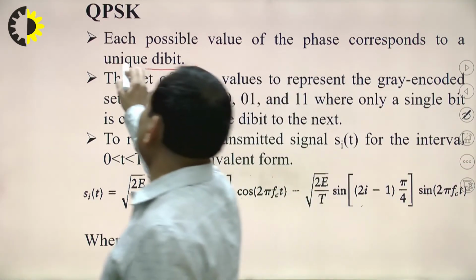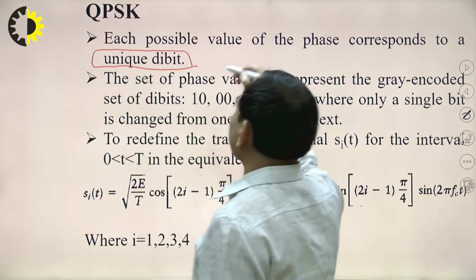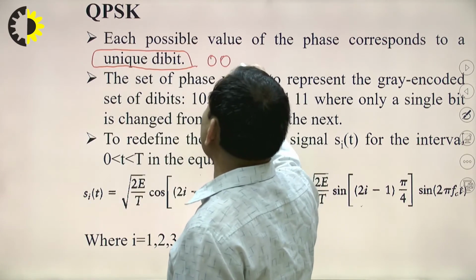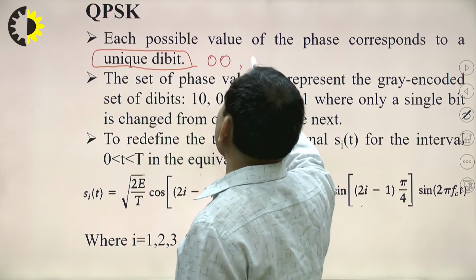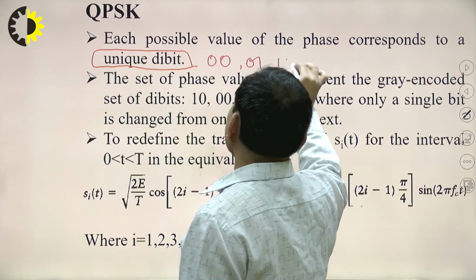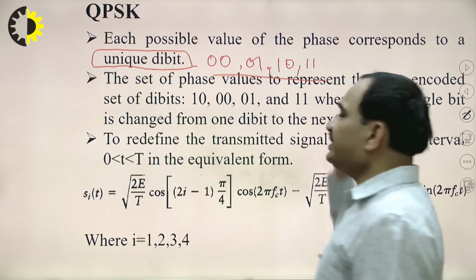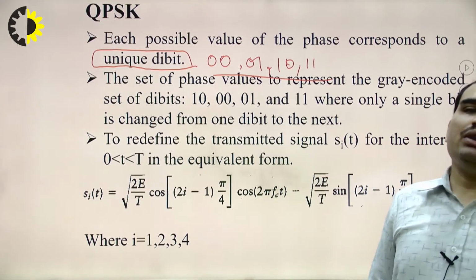So we have the unique dibit, which means 2 bits. The combination of 2 bits is known as a dibit. So it may be 00, 01, 10, and 11. These are the dibits which we are modulating with the help of QPSK.